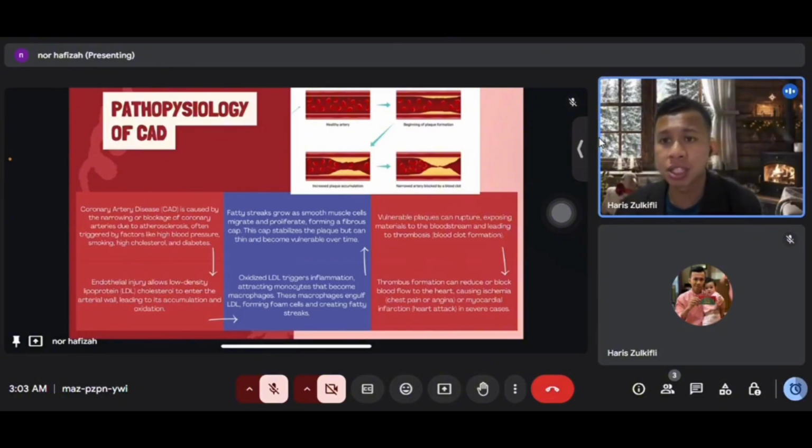Vulnerable plaque can rupture, exposing material to the bloodstream and leading to thrombosis, a blood clot formation. The thrombus formation can reduce or block the blood flow to the heart, causing ischemia, or chest pain, also called angina, or myocardial infarction, which is a heart attack in severe cases.